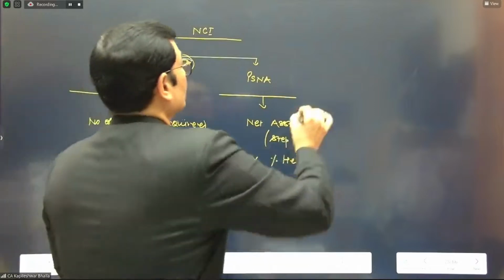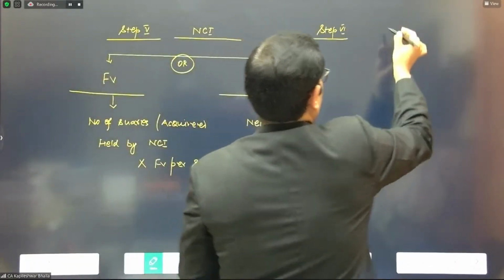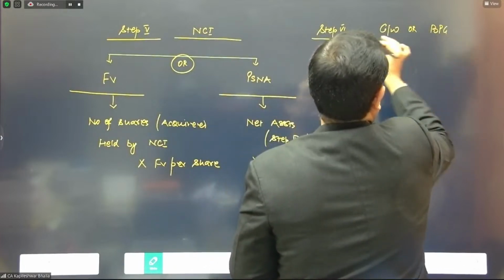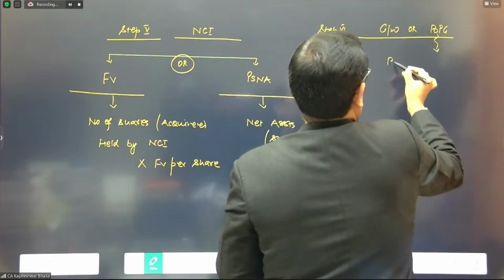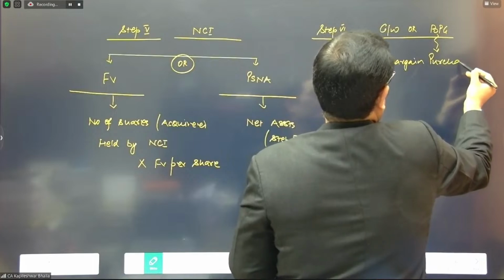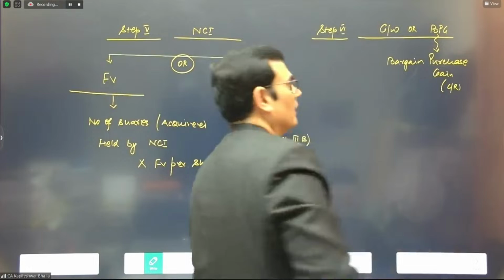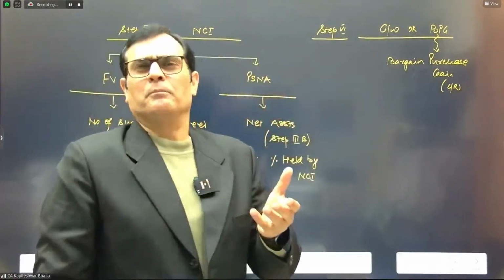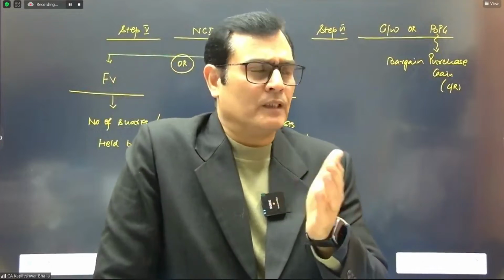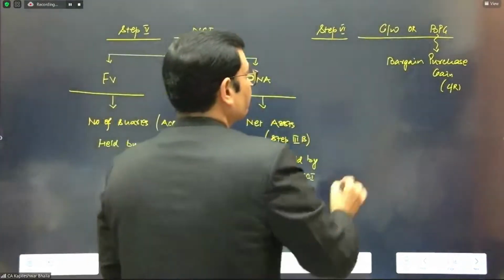Now, let's go to the next step, and that is step number 6, calculating the goodwill, or what we call bargain purchase gain, BPG. In simple words, it is called a capital reserve, but technically we give it a name called a bargain purchase gain. Now, let's have a look at how you're going to calculate the goodwill or the bargain purchase gain.